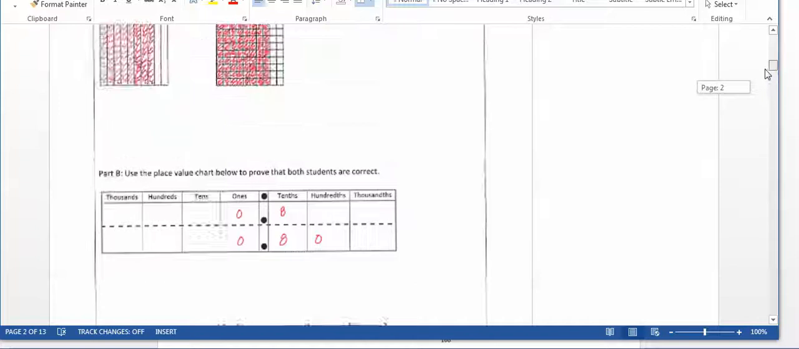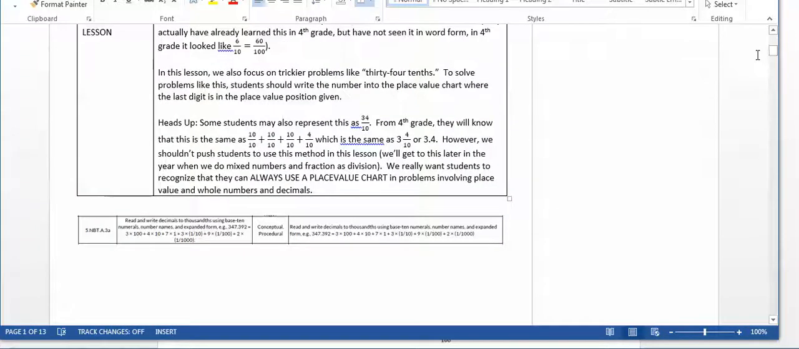And then finally, the other type of problem that we're going to do today is these really tricky ones like 34 tenths. And 34 tenths is actually a whole number plus a decimal number. In order to do this, again, we're going to write this number 34 into our tenths place. So the 4 would go in the tenths place, the 3 would go into the ones place.